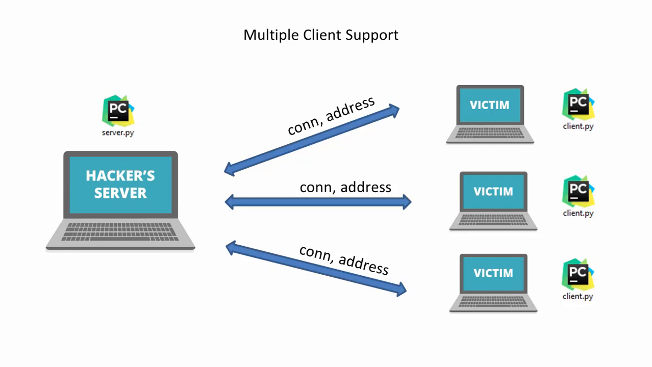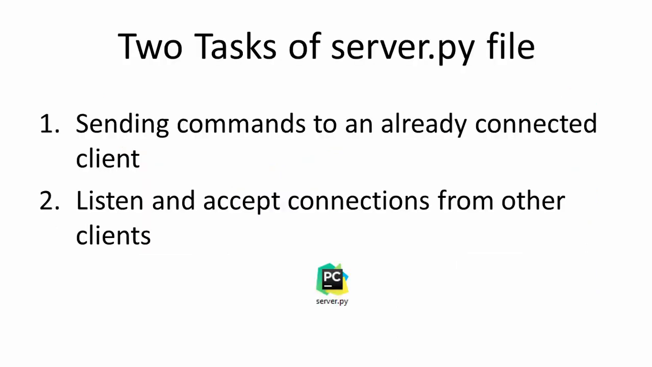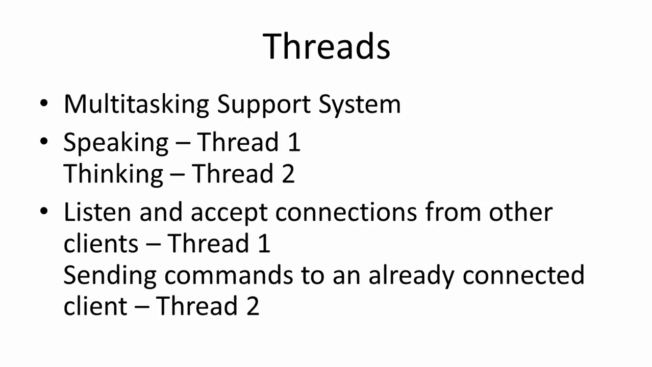So we will have to write a program that will do two tasks at once. The first task is to listen and accept connections from other clients and store them in a list. And the second task is sending commands to an already connected client, and that client can be a victim or your friend. But you must be thinking, how can we do two tasks from the same program at the same time? This is achieved by a concept known as threading.